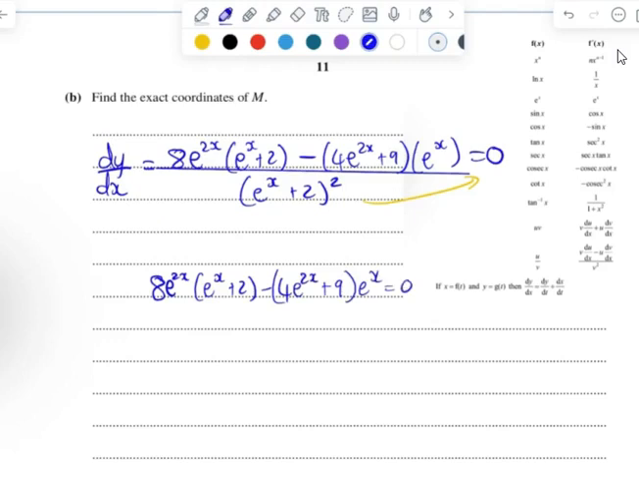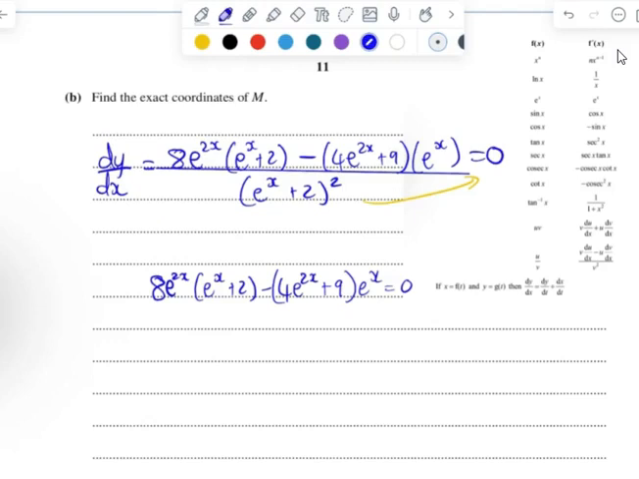Now, how do we solve this? Such a good question. I think the first thing that I'm going to do is I'm going to multiply, no.